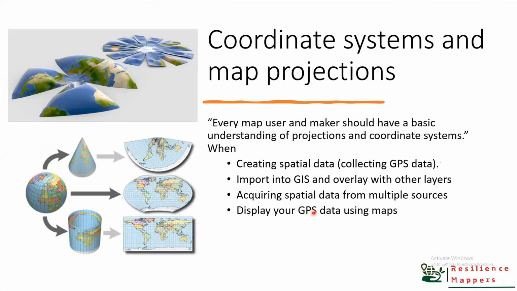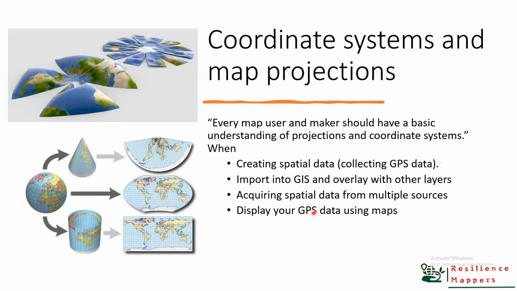Then another important component that you need to understand in GIS is the concept of coordinate systems and map projections. It's very important that you understand it, because if you don't, most of the analysis that you'll be doing may not be correct, and you may not know that it's actually not correct.